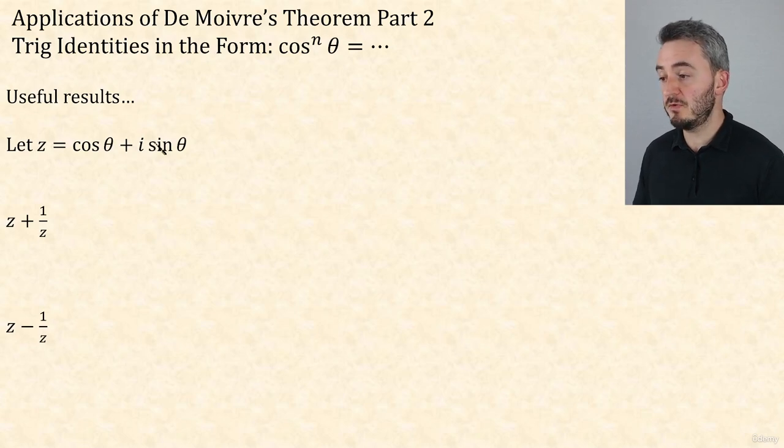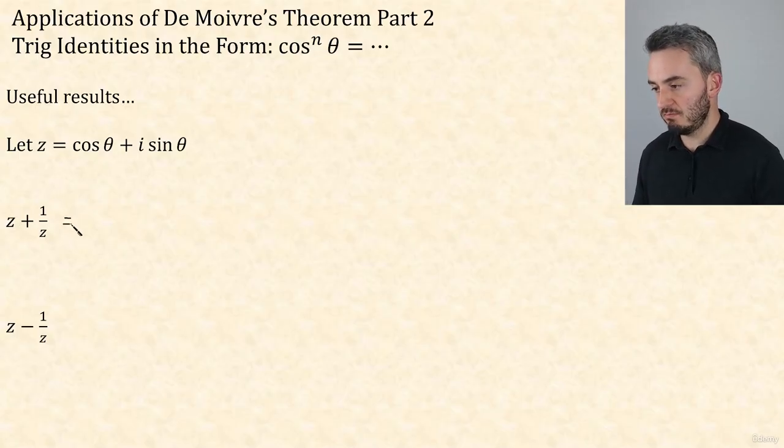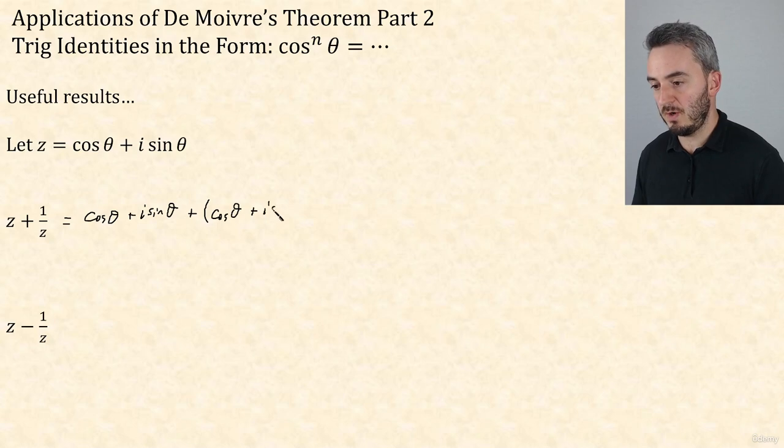We're going to start with this very useful result. If you have a complex number z, which is cos theta plus i sine theta, so that's a generic complex number with a modulus of 1, let's just see what you get if you take z plus 1 over z. So z is cos theta plus i sine theta. Now 1 over z, that is z to the power of minus 1. Now z to the power of minus 1 we can actually attack with de Moivre's theorem, because that minus 1 can become the multiple of the theta.